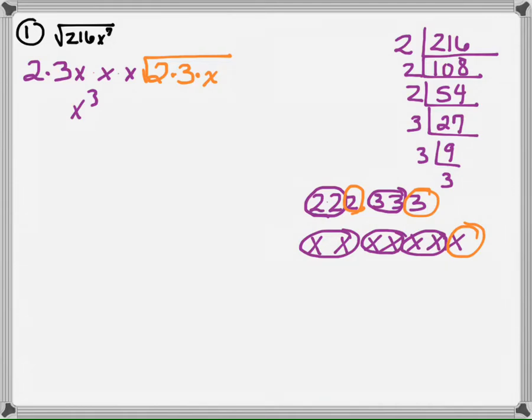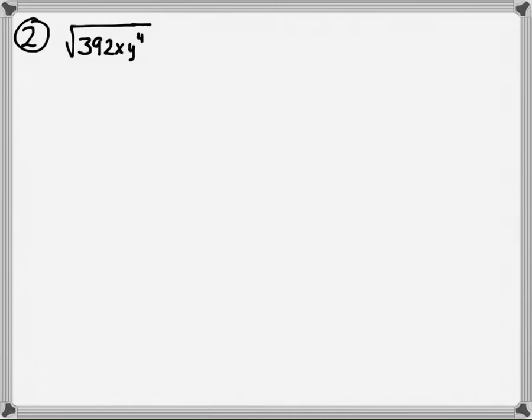And that means we have 2 times 3, which is 6 x cubed times the square root of 6x. And that is your answer. We're going to do a couple of these.